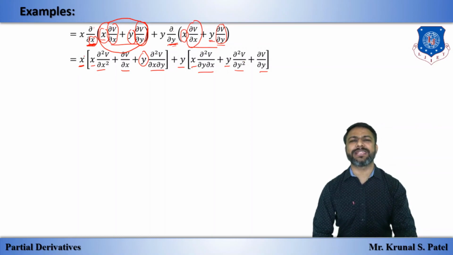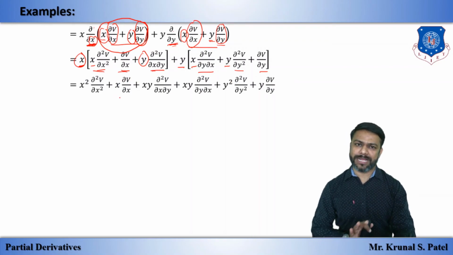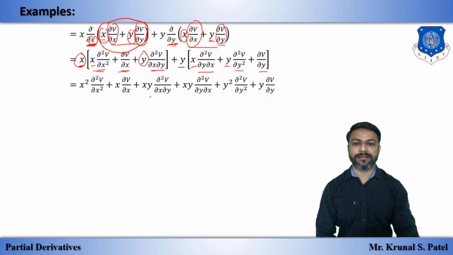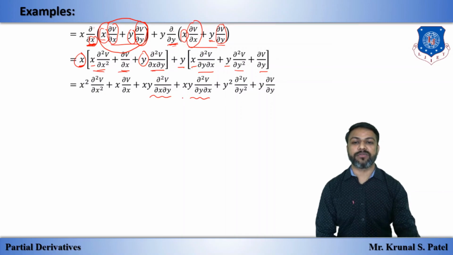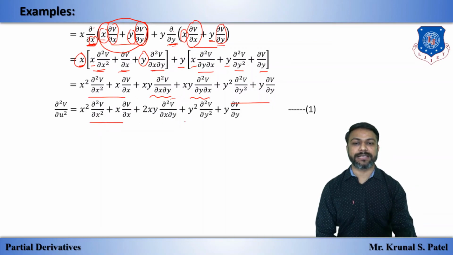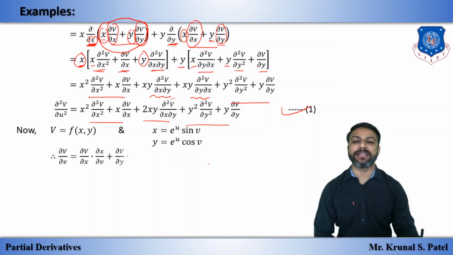Now just opening the brackets, that means x will multiply to these three terms, and y multiplied to these three terms. We have simple bracket opening and expanding. Now here you can see that this term and this term are the same, as we have discussed in the mixed derivative theorem. So we can write this 2 times, and we have the remaining 4 terms as it is. So 4 terms as it is, and these are 2 times. So this is equation number 1.